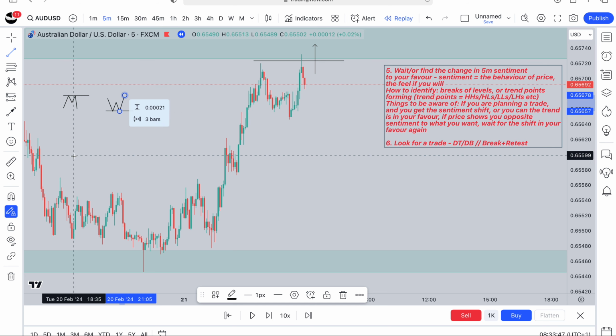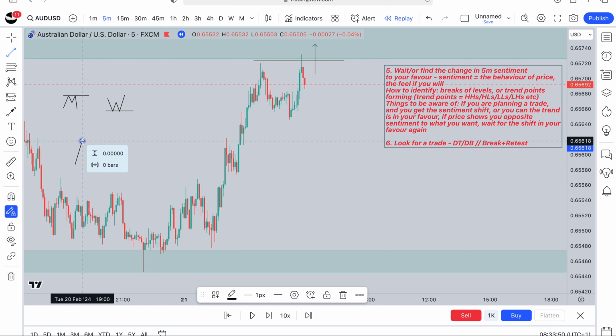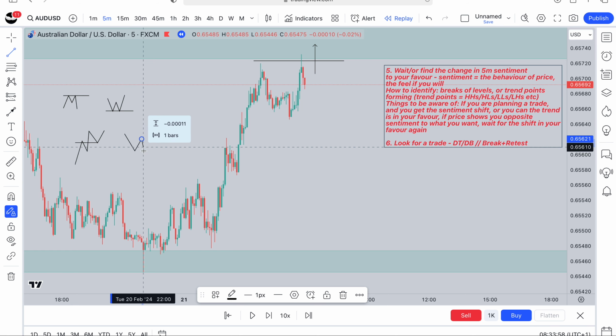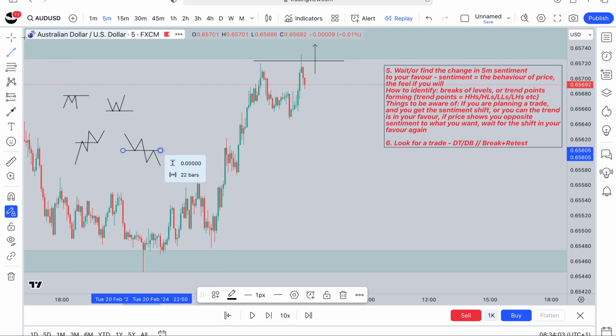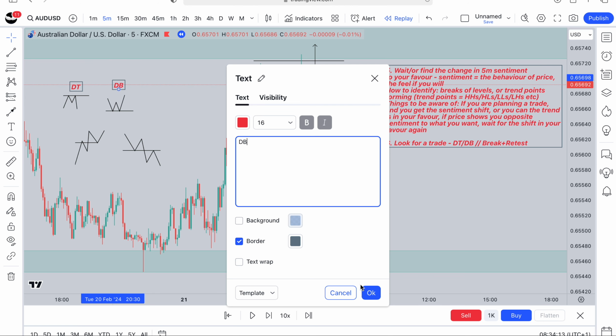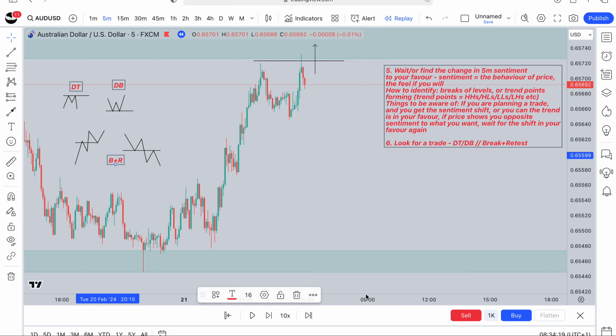And what is a break and retest? It's when price breaks the level, comes back to retest that level, shoots off. The same is true for a downtrend. Okay, so that's what they look like. Double top, double bottom, break and retest. Okay, so we've got the sentiment shift, and now we can basically see that price has reacted.